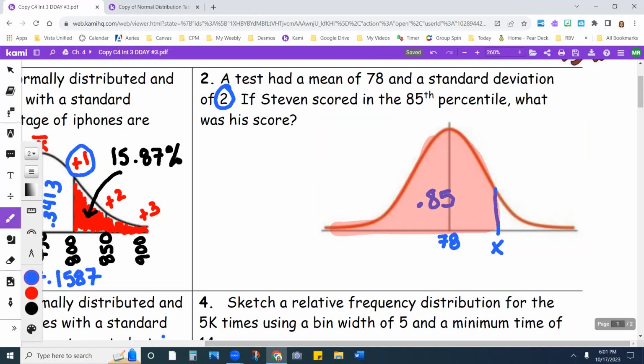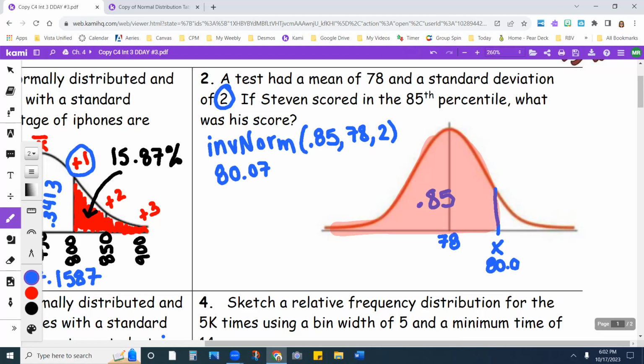That score should be higher than 78. So this time I'm going to do inverse norm because I know my area. I want my percent to be 85%, so I put 0.85. Then I put my mean, then my standard deviation, which is 2. When I put that into my calculator, I end up getting 80.07. So that's what he would need to score in order to be in the 85th percentile.